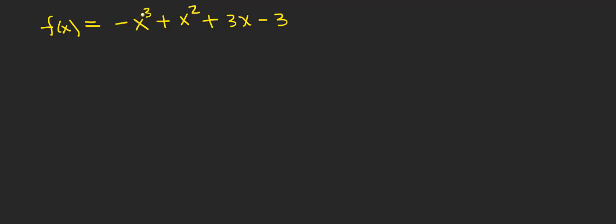Our degree is 3 and leading coefficient is negative 1. So our end behavior is odd. Since degree is odd and leading coefficient is negative, you know that our end behavior will look like this. As x goes to negative infinity, f of x will go to infinity. As x goes to positive infinity, f of x will go to negative infinity.